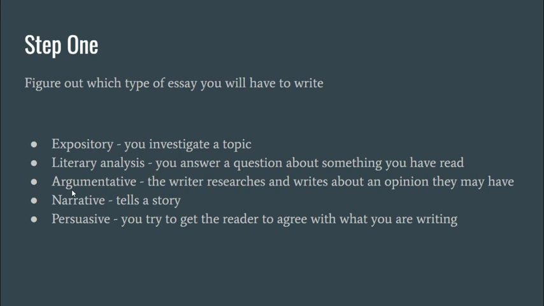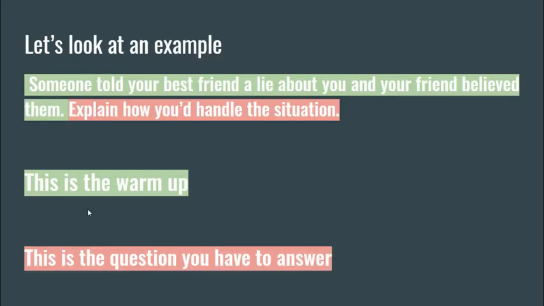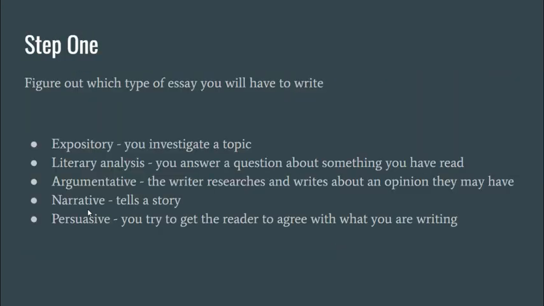Argumentative. The writer researches and writes about an opinion they may have. Narrative tells a story. And then persuasive is where you try to get the reader to agree with what you are writing about. In our example, where someone told your best friend a lie, your writing response is going to be argumentative. You're researching or thinking about how you feel, and then you're writing an opinion on that situation.